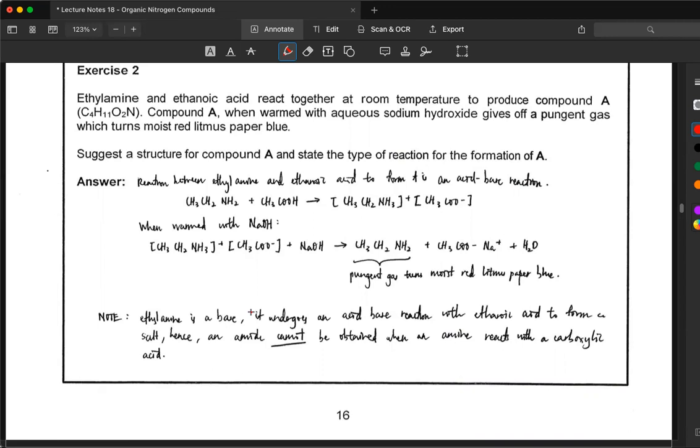An amide cannot be obtained when an amine reacts with a carboxylic acid. They form an amine salt instead. So that will be formed instead.